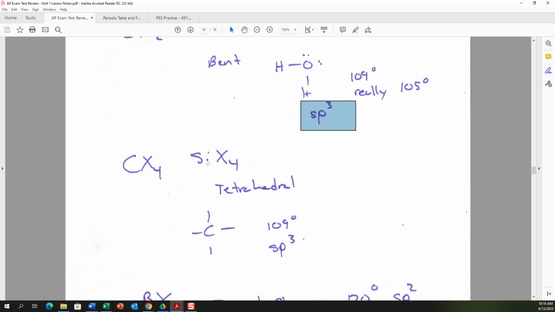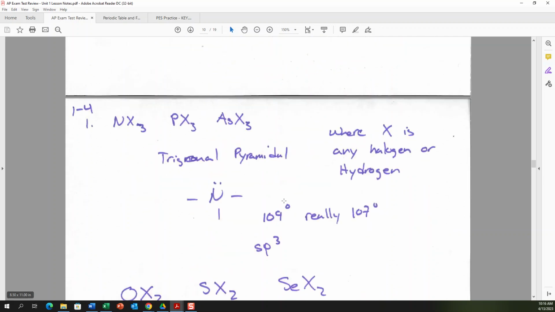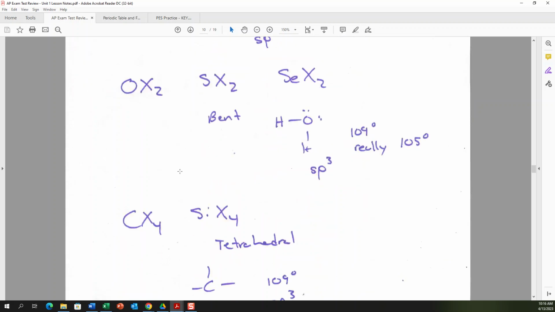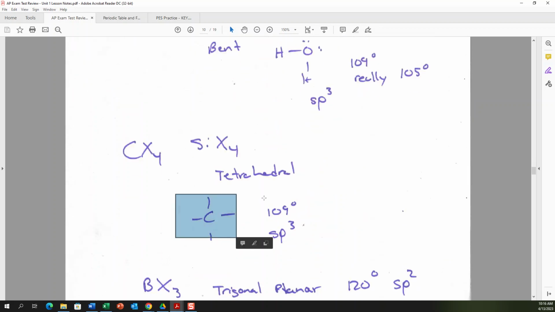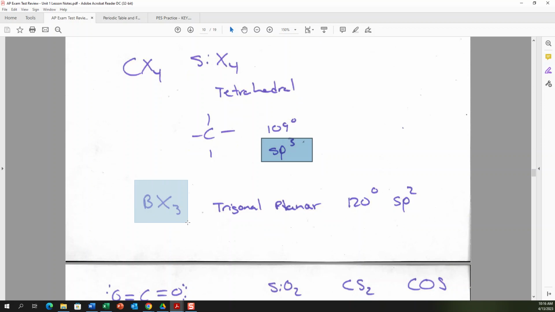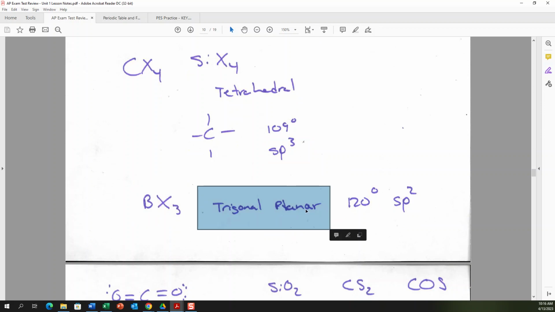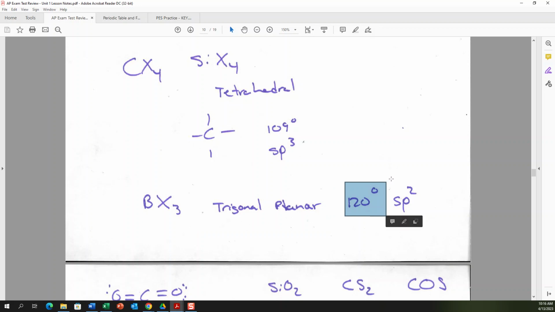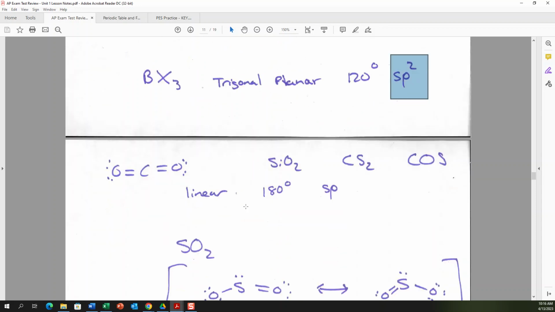And then when you have carbon with 4 things or silicon with 4 things, again, those 4 things have to be halogens or hydrogens. That's when you get tetrahedral. It looks like this. That's when you get 109 degrees. And again, 4 domains always means sp3. Then remember, boron's good with 6 valence electrons. It doesn't have to have 8. So boron with 3 things is a common one that shows up with trigonal planar geometry. 3 domains means 120, and 3 domains around the central atom means sp2 hybridized. Okay.